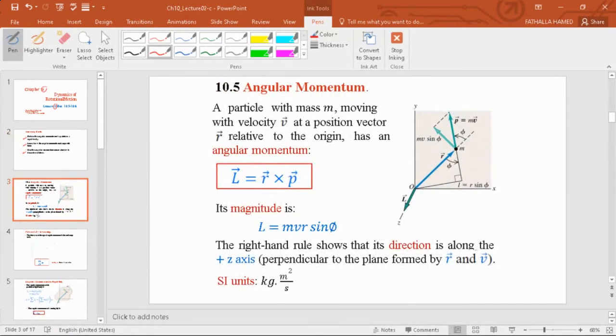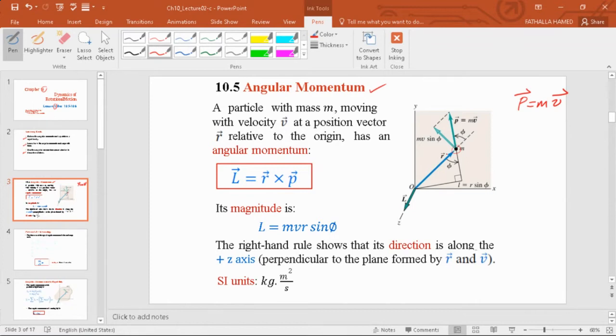So let's start with how we look at angular momentum. We already looked at linear momentum in chapter number 8, and we defined linear momentum as equal to mv, mass times velocity. Now, in angular momentum, because there will be circular motion, or you can say rotational motion, we're also going to involve how far the object is from the axis of rotation.